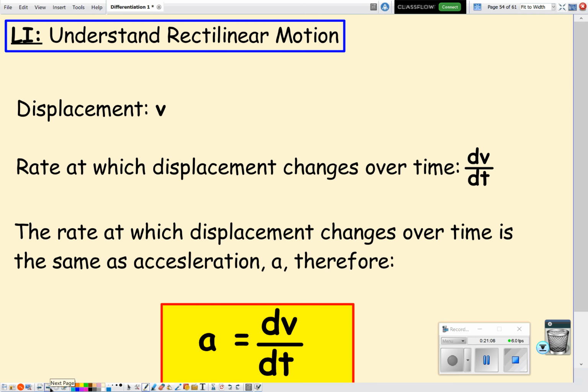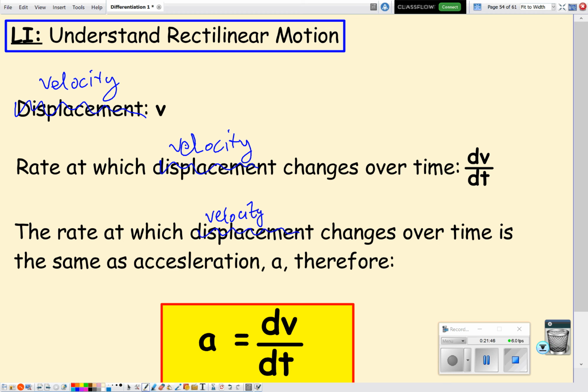The second connection, if we use, not displacement, I should have changed that, we use velocity, right? If we define velocity with the letter v, then the rate at which velocity changes over time is dv by dt. And since that's the rate at which velocity changes over time, well, when velocity changes, there must be some sort of acceleration to speed it up or slow it down.